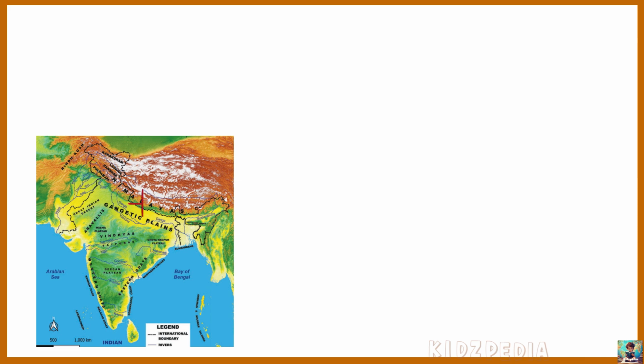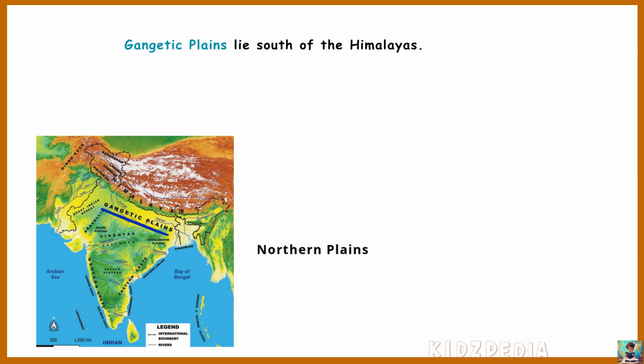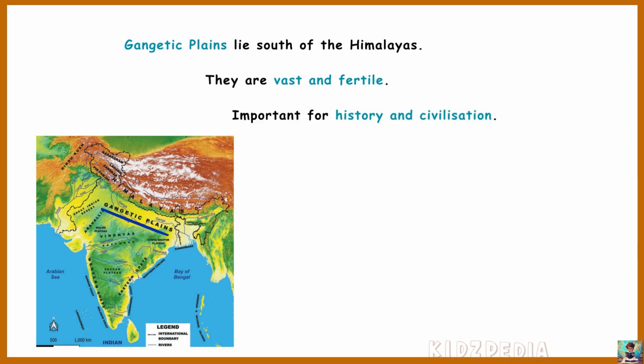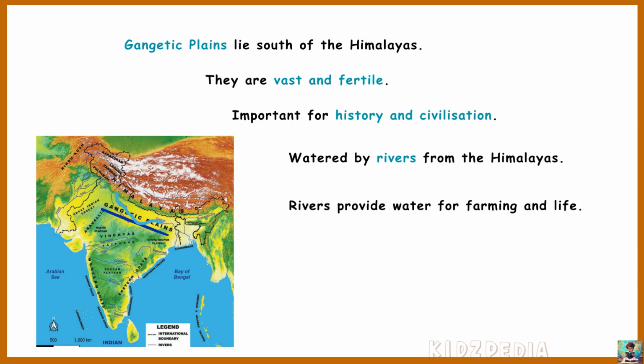So, when we move south from the Himalayas, we come to the Gangetic Plains. Gangetic Plains are also called the Northern Plains. These plains are very wide and fertile, which means they are very good for farming. Also, they have played an important role in India's history and civilization because many people settled here and built cities. The plains are watered by big rivers from the Himalayas like the Ganga. These rivers provide water which is very important for agriculture.